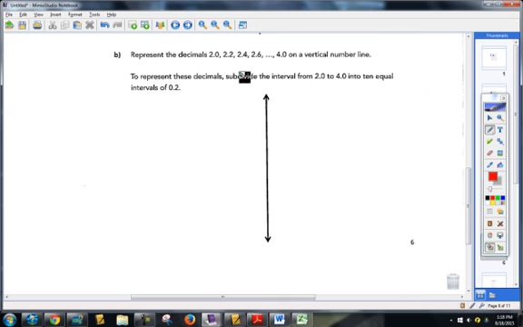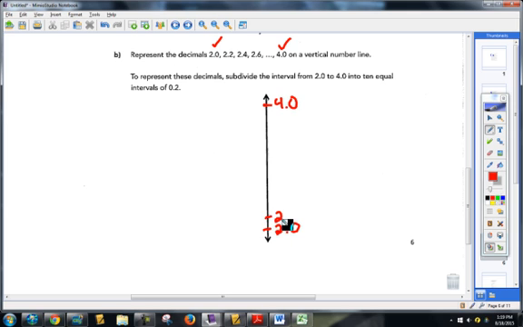I want you to pause this, and I'd like you to try this, please. Okay? You're going to represent those decimals. You're going to go up by 2/10. So we're going to represent the decimals starting at 2.0, and we're going to take this up to 4.0. Because, again, it includes those two, so there's no confusion on is it between those two or is it starting there. It actually includes that in the decimals. So we're going to go up by 2/10.